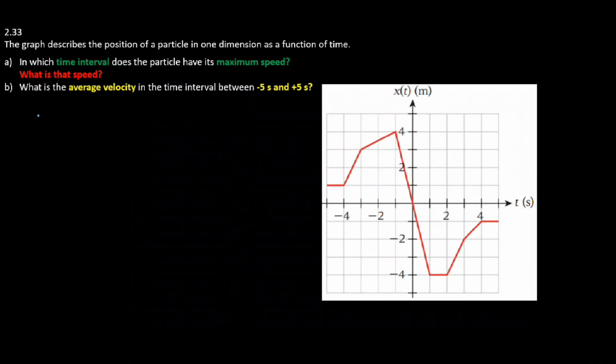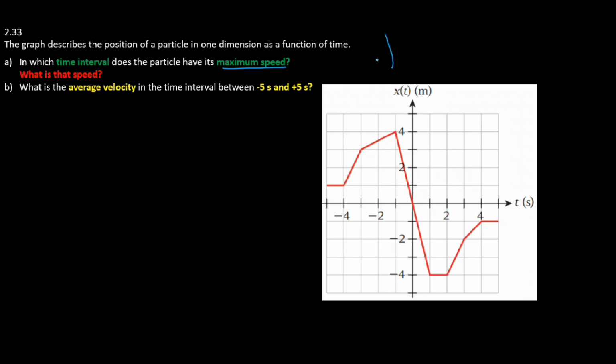In this video, we are going to learn how to calculate average velocity and average speed using a position time graph. The question says, the graph describes the position of a particle in one dimension as a function of time. Part A of the question is asking you, in which time interval does the particle have its maximum speed and what is that speed?